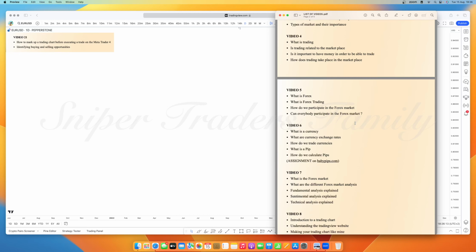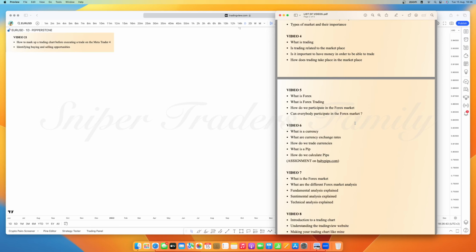And then video 7 talked about what is the Forex market, and what are the different types of Forex market analysis. That's the fundamental analysis, sentiment. I don't know if it's sentiment or sentimental, so maybe I might be a little bit wrong there. I'm not sure, but you have the idea of what I'm talking about. Sentiment, I'm just going to call it sentimental analysis. I might be wrong, but that's it. And then we have technical analysis. I explained to you the three different ones, what they mean.